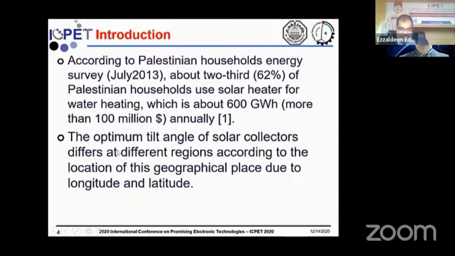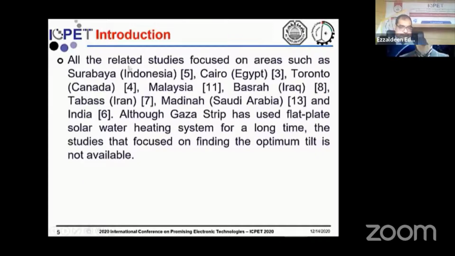The optimum tilt angle of solar collectors differs in different regions according to the location of the geographical place, due to longitude, altitude and latitude. All the studies related to our study focus on areas such as Surabaya in Indonesia, Cairo in Egypt, Toronto in Canada, Malaysia, Basra in Iraq, Tabriz in Iran, Medina in Saudi Arabia, and India.